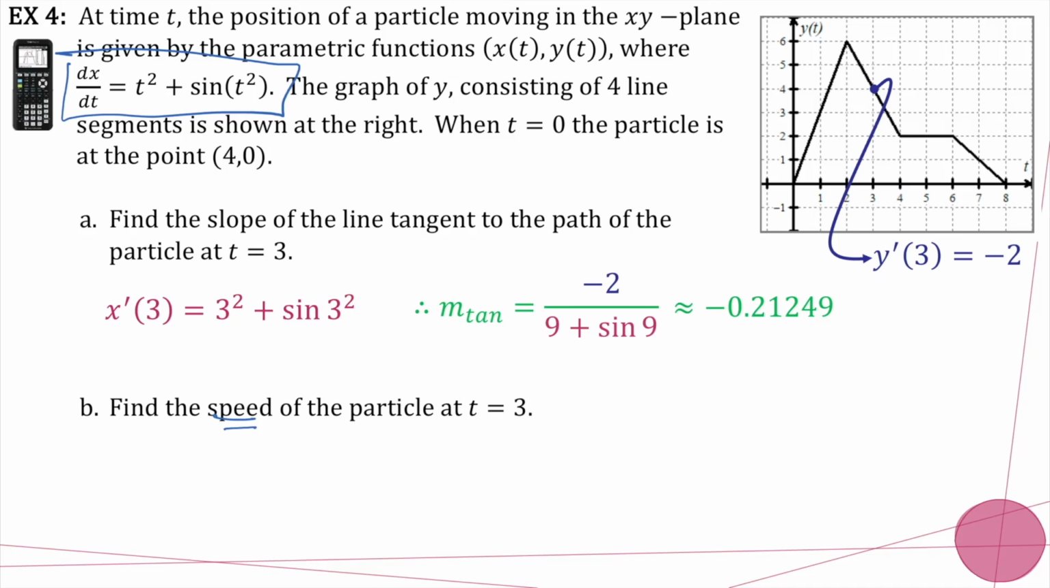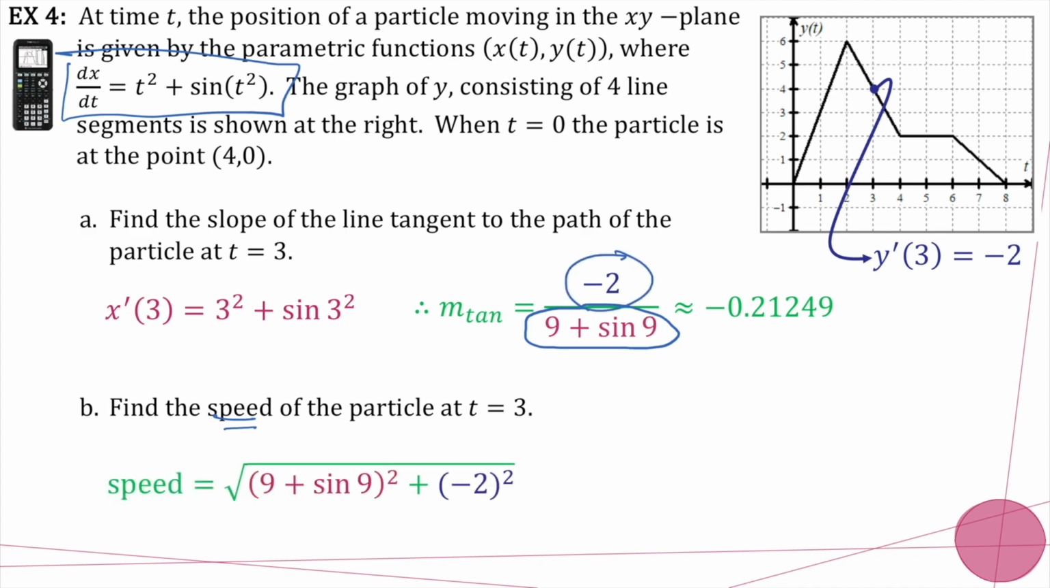Part B: find the speed of the particle at t equals 3. Well, this is great. We already have the derivative of the x component and the derivative of the y component. So we'll just square each of those, add them together, take the square root, and there we have our speed of about 9.6222.